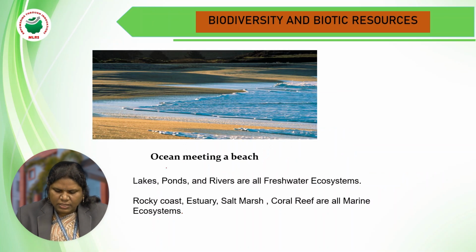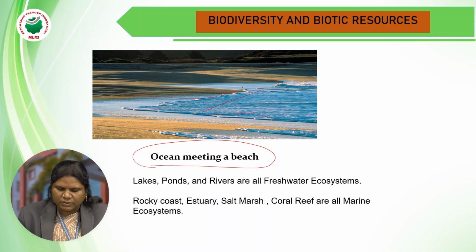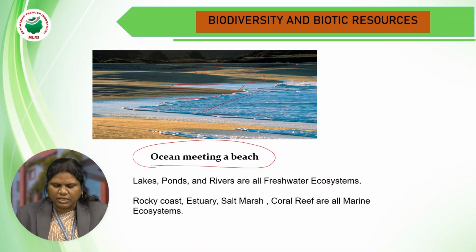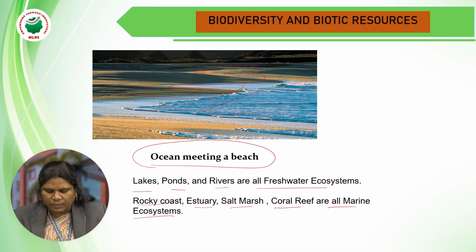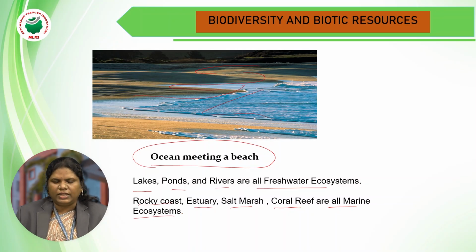And next, see here, ocean meeting a beach. Here the ocean is in blue color, and it is meeting a beach. Lakes, ponds, and rivers are all freshwater ecosystems, and rocky coasts, estuaries, salt marshes, and coral reefs are all marine ecosystems. These are all different kinds of ecosystems, and in them different types of plants and animals can survive.